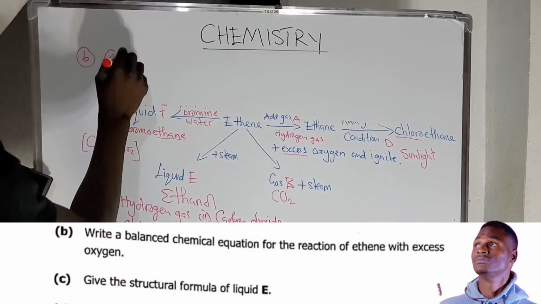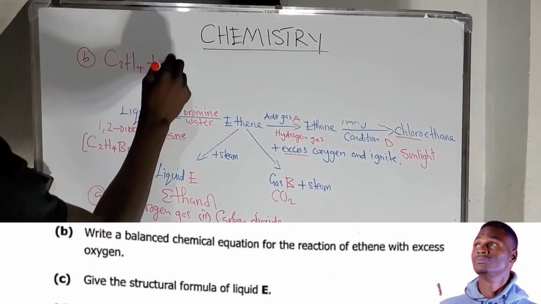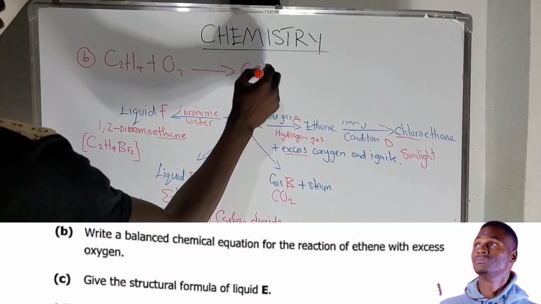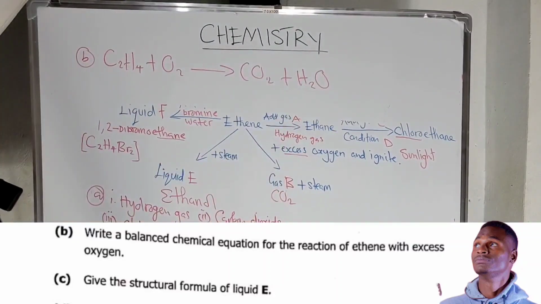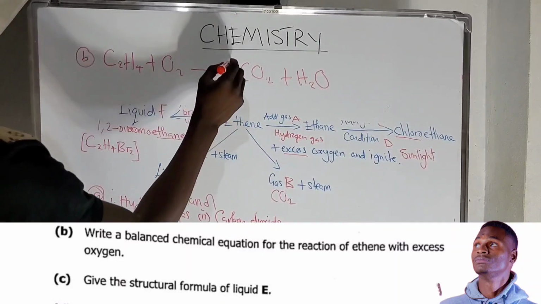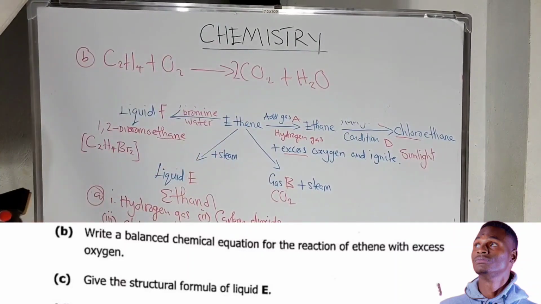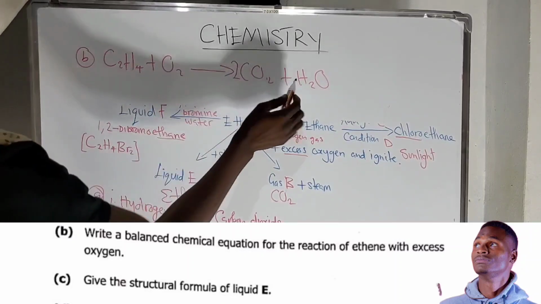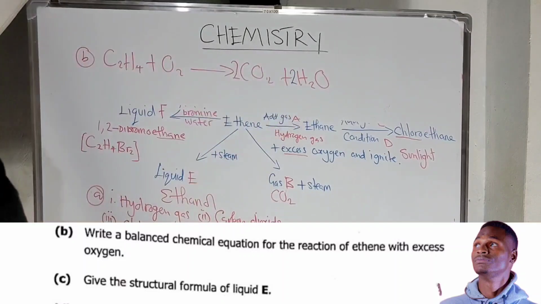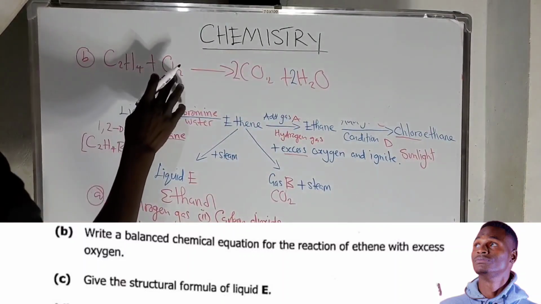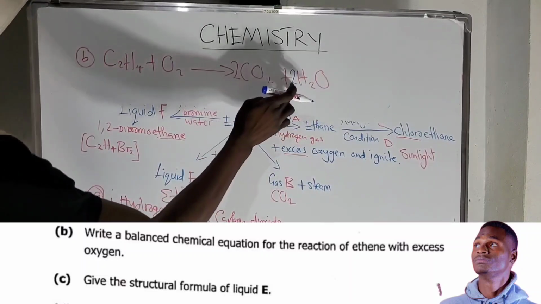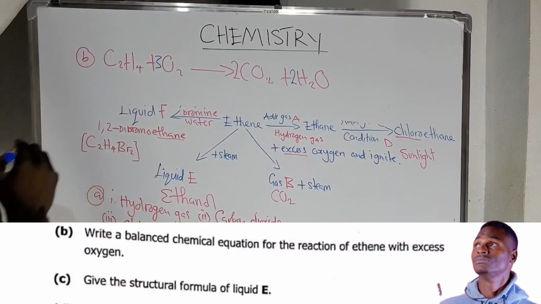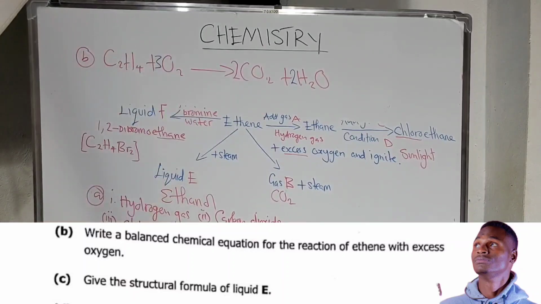The formula for ethene is C2H4, reacting with oxygen, complete combustion gives carbon dioxide and steam, which is H2O. Balancing: C2, C1, so when you put a 2 here, the number of carbon atoms will balance. Hydrogen 4, hydrogen 2, so when you put a 2 here as well, hydrogen atoms will balance. Oxygen: 2 times 2, 4, plus 2 times 1, so 4 plus 2, 6. We'll put a 3 here, and it balances. So this equation is balanced.